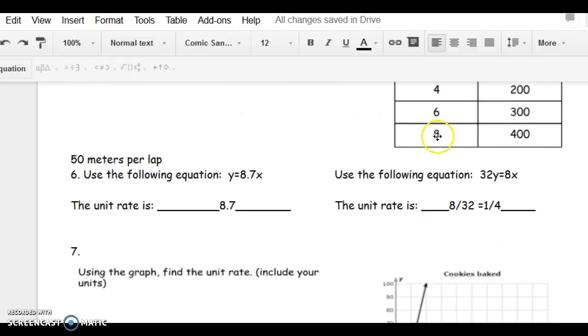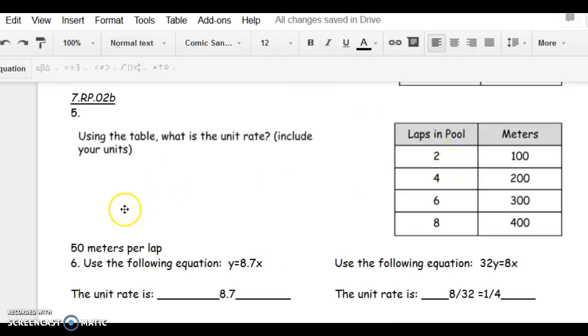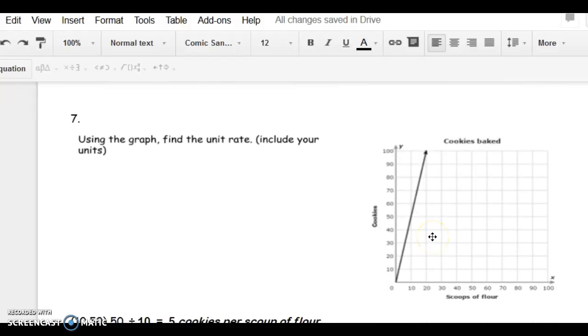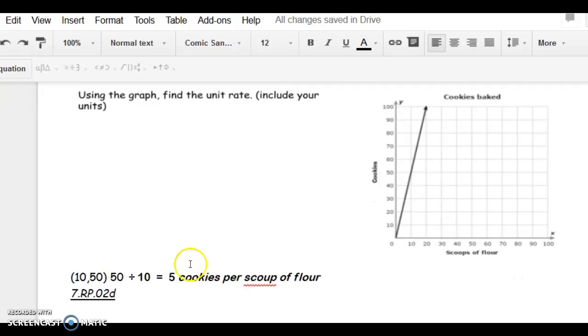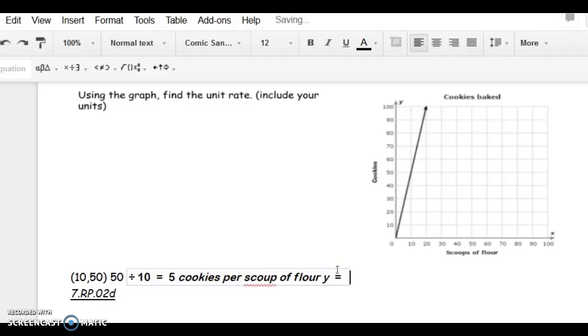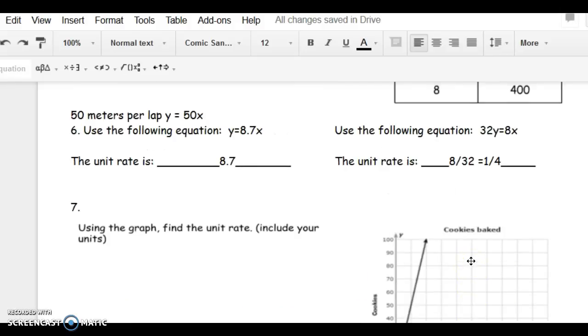And you're already halfway through with it. When you found the unit rate in this table, the unit rate was 50 meters per lap, then the equation is y equals 50x. Very simple. Down here in this graph, we saw the unit rate was 5, so the equation will be y equals 5x. You can use cookies equals 5 scoops of flour if you want, so C equals 5S, but it doesn't matter that much what letters you use, because those are unimportant.